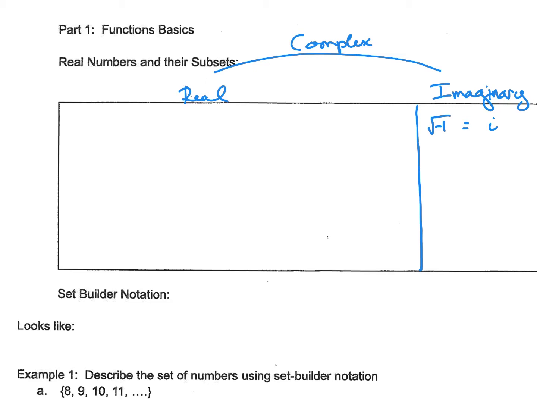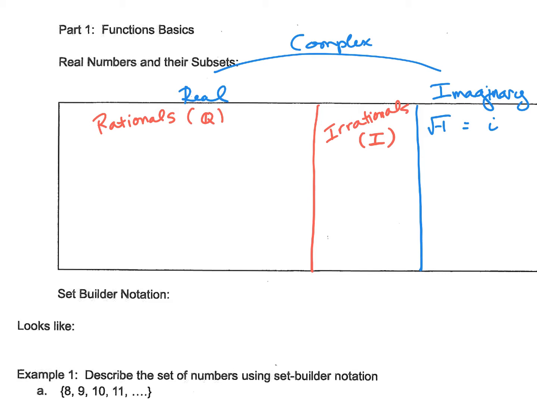Within the real numbers, you have the irrationals and the rationals. Okay? The irrationals are known as I. Rationals are Q. Okay? These are all capital letters.